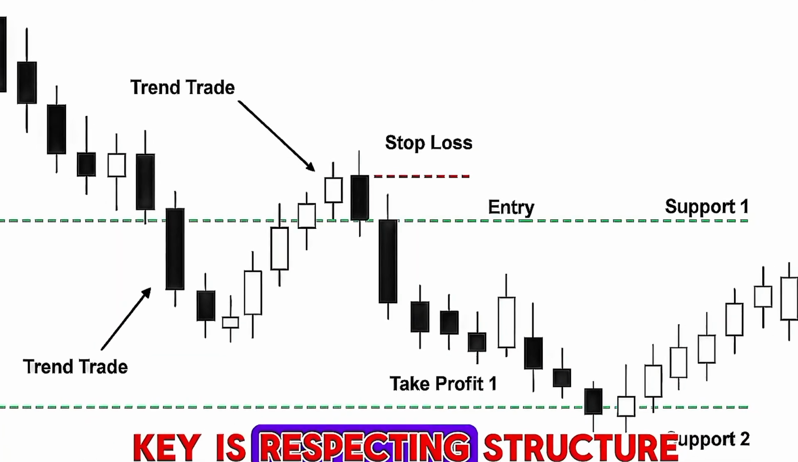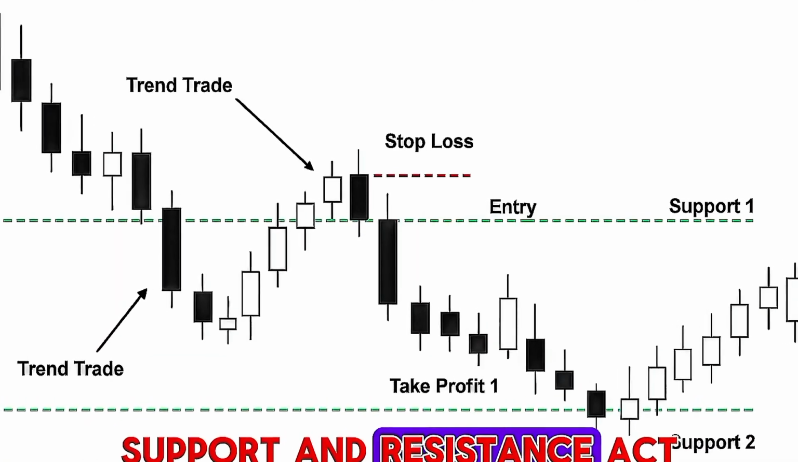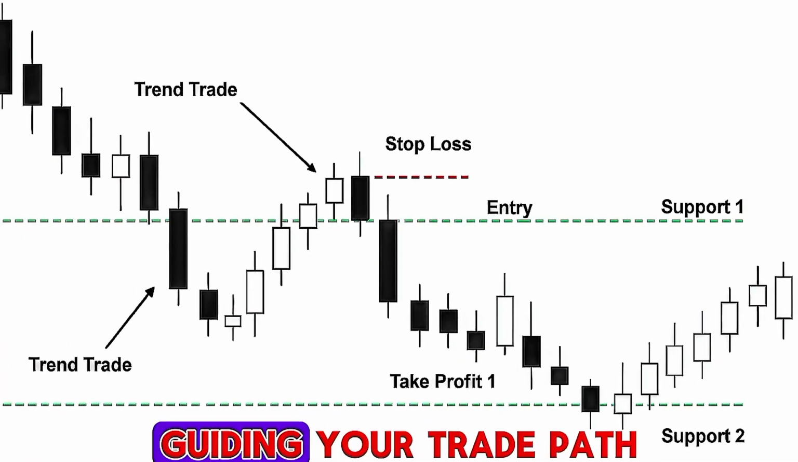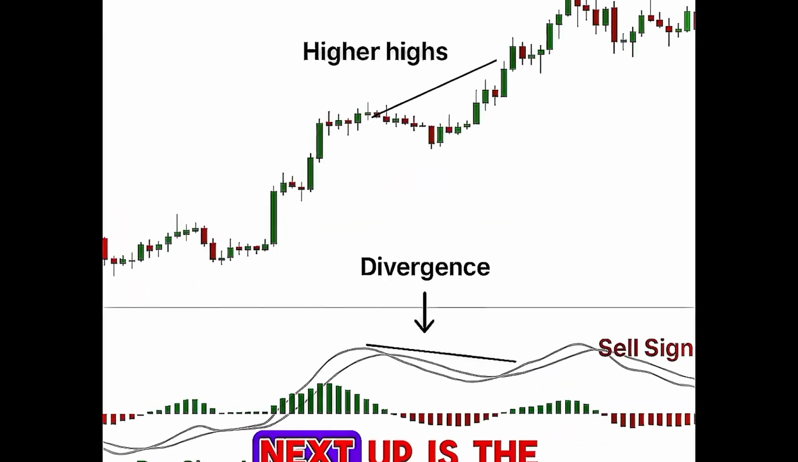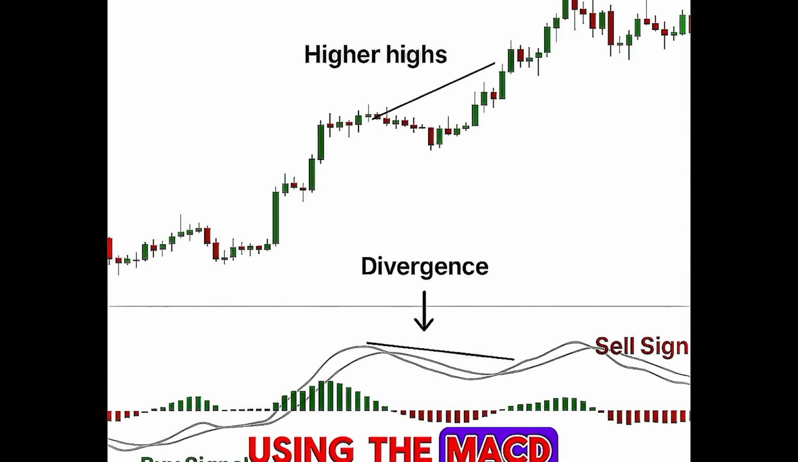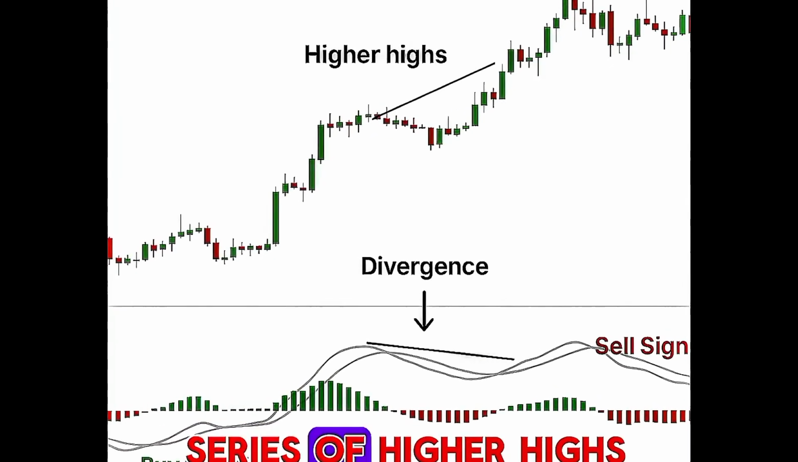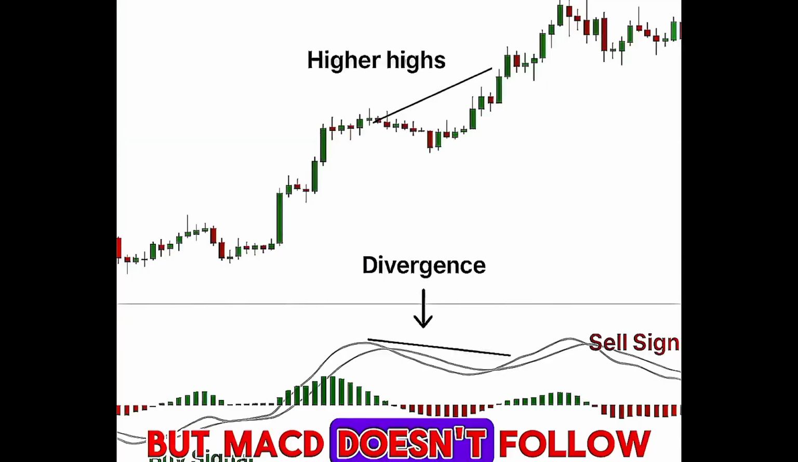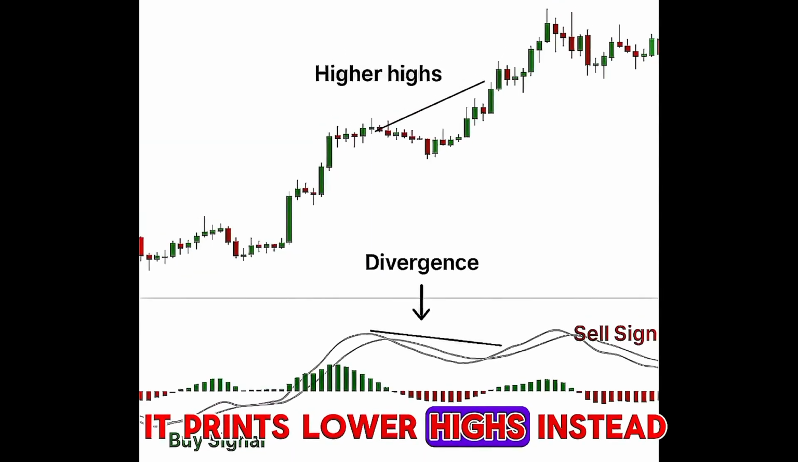The key is respecting structure. Support and resistance act like invisible walls guiding your trade path. Next up is the powerful divergence technique using the MACD. Price action shows a series of higher highs, but MACD doesn't follow. It prints lower highs instead.